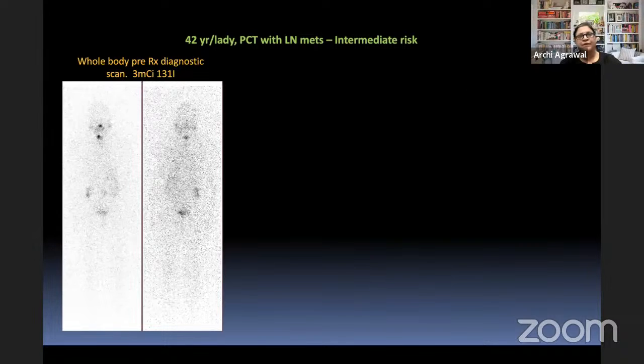So to show you some examples, now this is a 42-year-old lady, papillary thyroid cancer with lymph node metastasis. So comes under intermediate risk category. We did a diagnostic scan and you see that there is increased uptake only in the thyroid bed. What other things that you're seeing, that is just the physiological uptake. Now this is an anterior scan and this is a posterior scan. So you're seeing some uptake which is confined only to the thyroid.